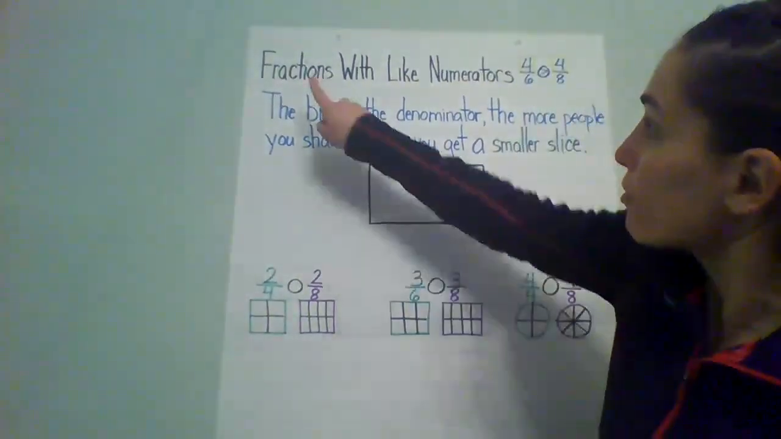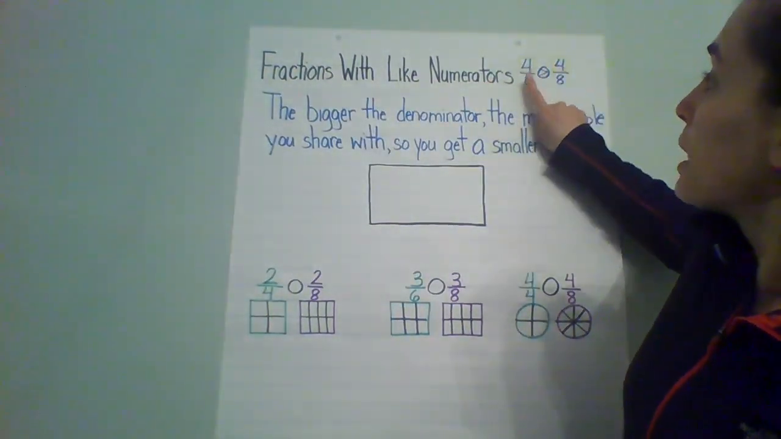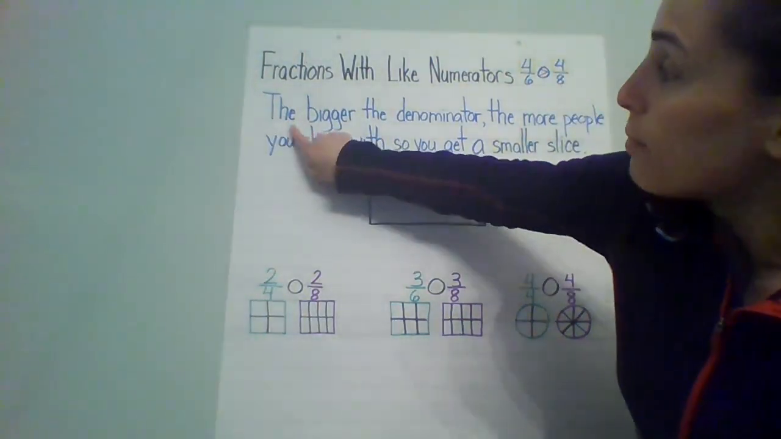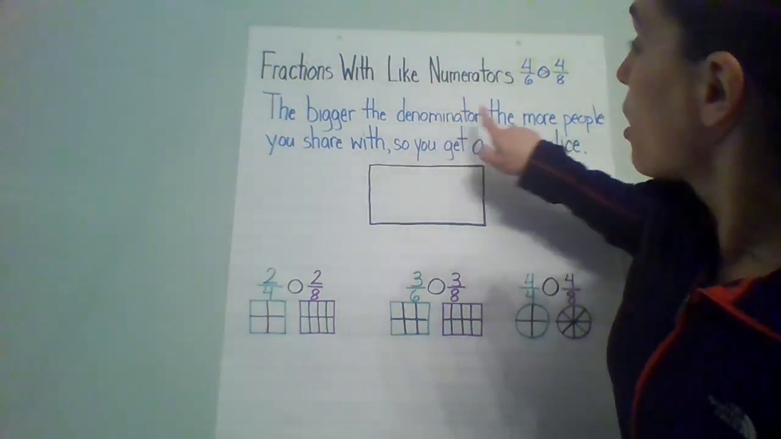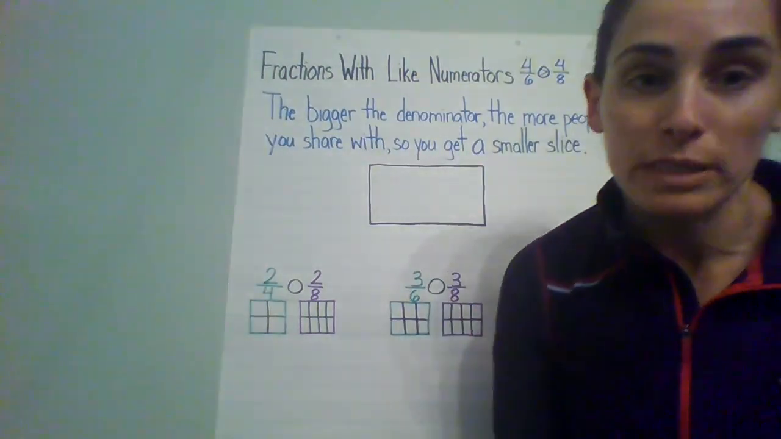So we're talking about fractions with like numerators. That means the same number is on top, different numbers on the bottom. Okay, so I said the bigger the denominator, so the bigger that the number on the bottom is, the more people you have to share with, so you get a smaller slice.